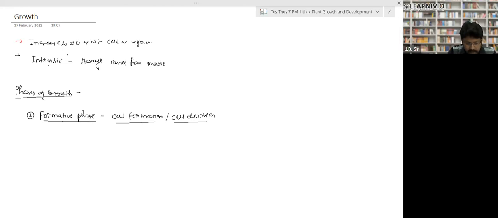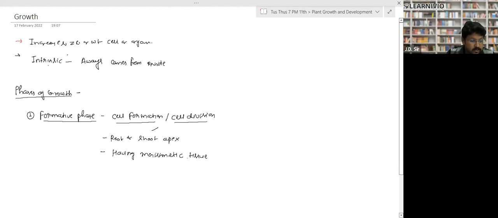It occurs at the root and shoot apex, and other regions having meristematic tissue, right? So that is called the formative phase.